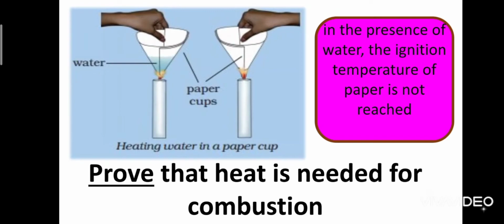Okay, this slide proves that heat is needed for combustion. If you wet the filter paper with water, it is hard to burn. But if the paper is dry, the filter paper will burn easily. In the presence of water, the ignition temperature of paper is not reached, so it is very difficult to burn because there is no heat. Remember, heat is needed for combustion. The three conditions must be applied.